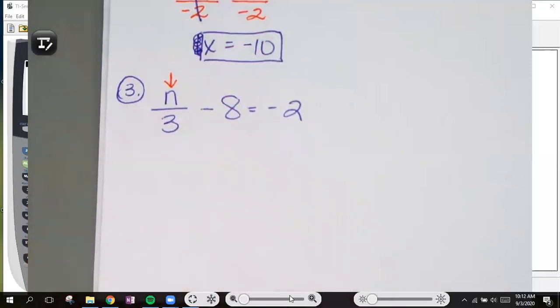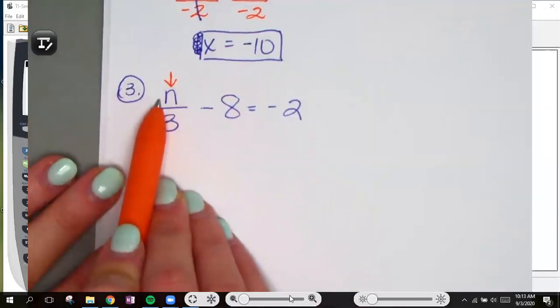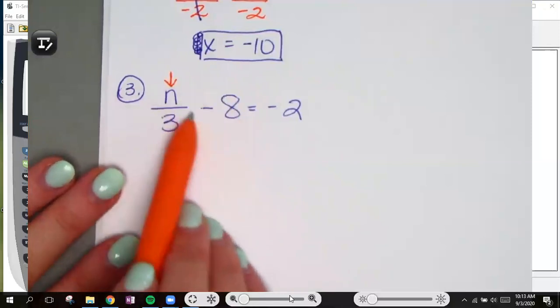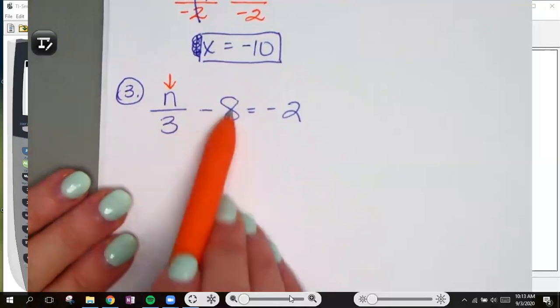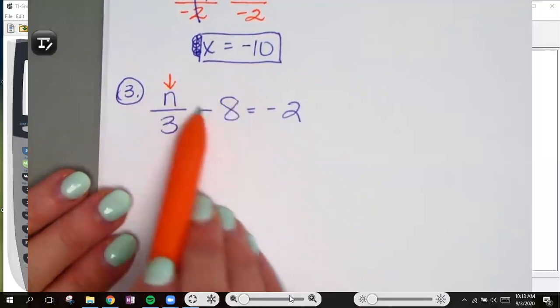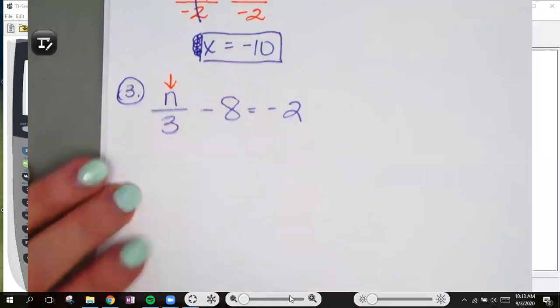And I always start with a term that is farthest away from my variable. It's the one that's farthest away on the same side of my equal sign. So in this case, it's minus 8. So what is the inverse of minus 8? Plus 8.